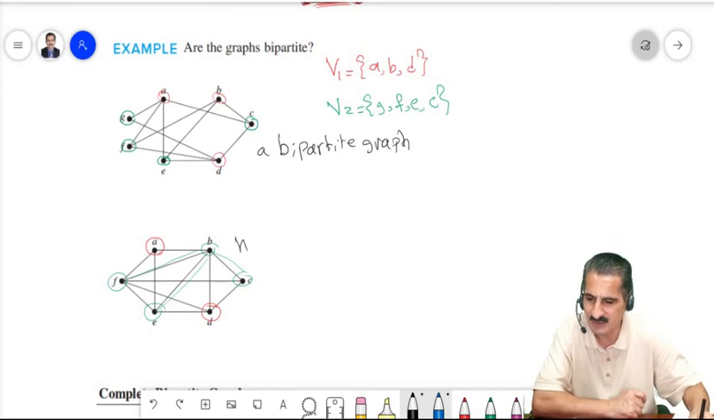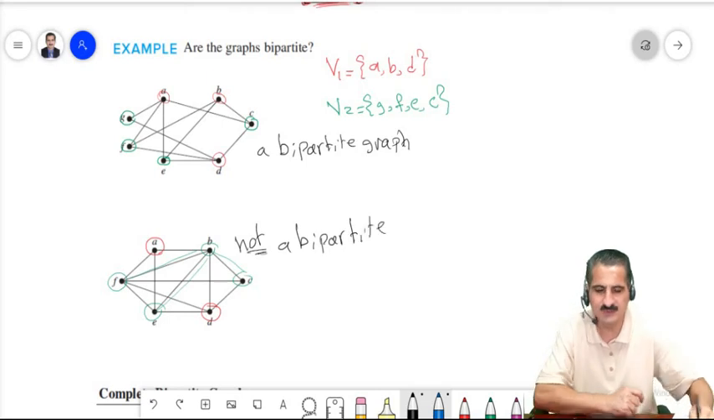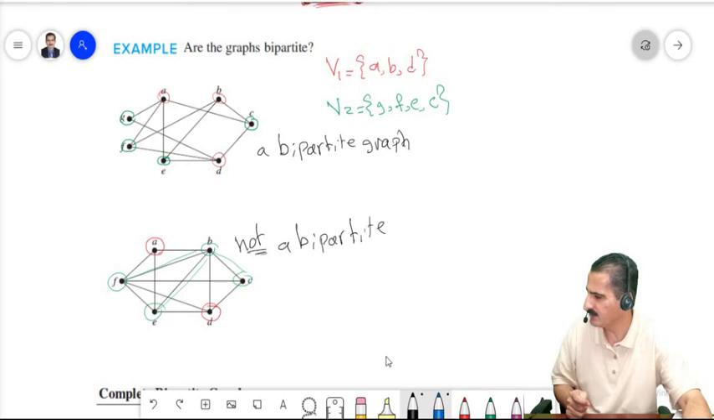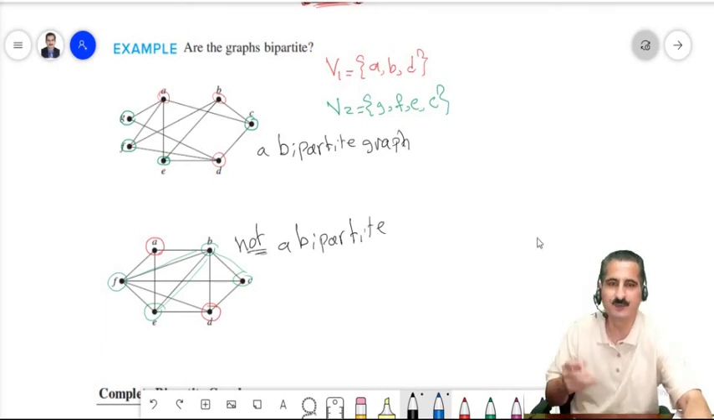So this is not bipartite. It is not. So this way you think, you need to keep trying till you give up at some point.